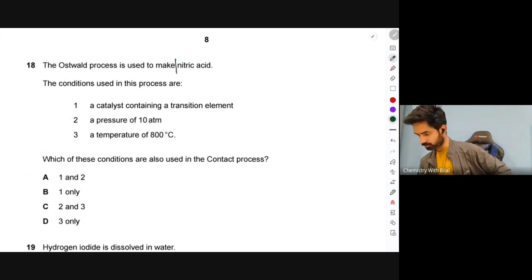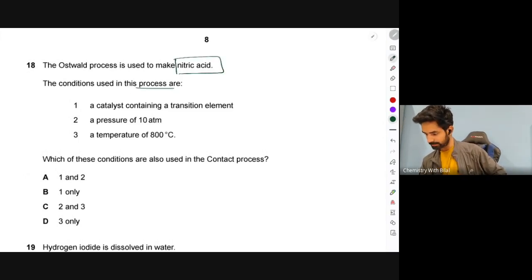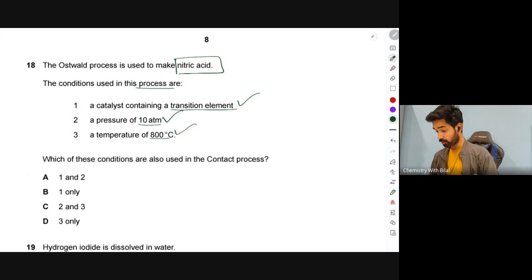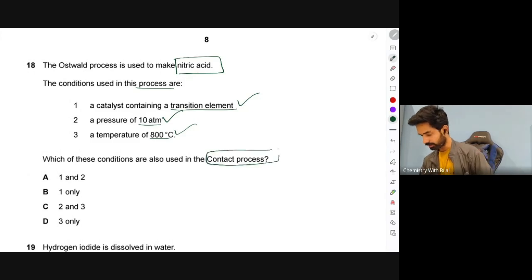Number 18. Ostwald process used to make nitric acid. Conditions of process are shown. Catalyst is a transition metal. Pressure is 10 atm. Temperature is 800. Which of these conditions is also used in contact? So in contact, we use vanadium oxide.